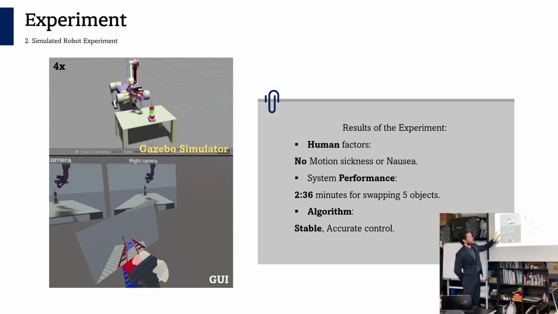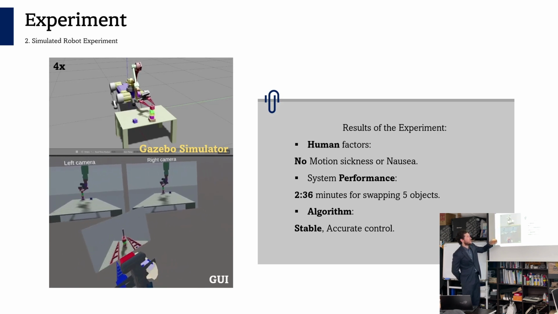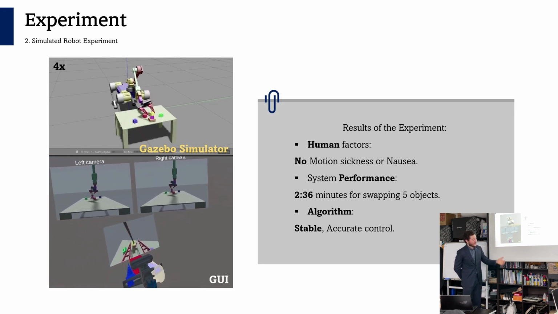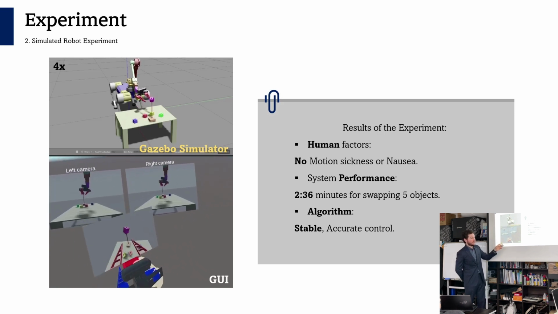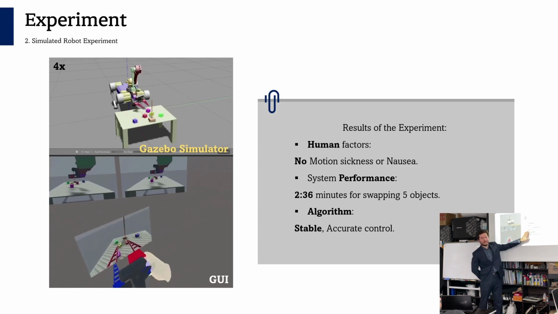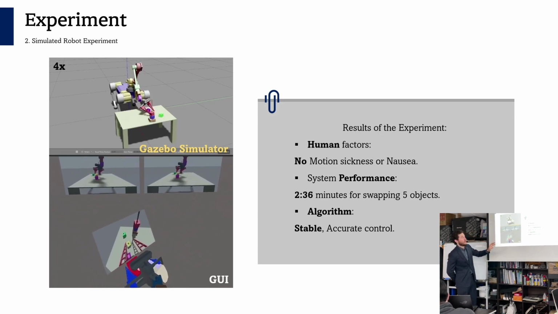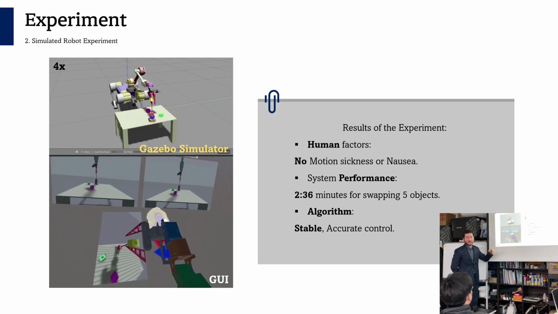I need to perform these delicate tasks because it needs to be accurately put together, and the speed matters as well. I swapped these objects, put 5 of them all together in the pack, and take it out and put it again. It means I'm swapping 5 objects in less than 3 minutes. The algorithm is stable and the control accurate. No motion sickness or nausea, and it's very comfortable for the user.